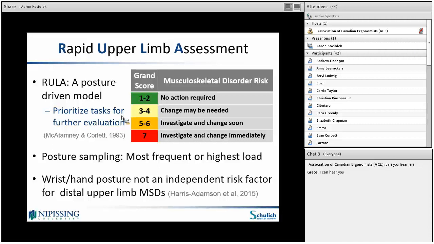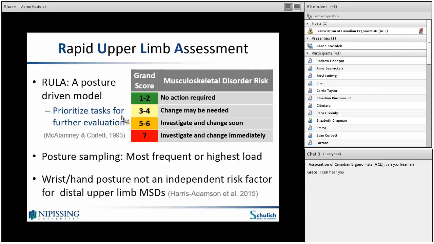As well, hopefully it was evident that RULA was really a posture-based model, right? The scores that could increase that grand score the most were really based on posture, whereas forces or frequencies, or repetition, had a much lower component on that final score. This is important because at least for the wrist and hand, or for the distal upper limb, the most recent evidence really suggests that wrist posture or hand posture may not be an independent risk factor for musculoskeletal disorders of the upper limb. So it's good that it was a broad tool, but if you're looking to categorize injury risk for the distal upper limb, you might be missing something there using this tool.